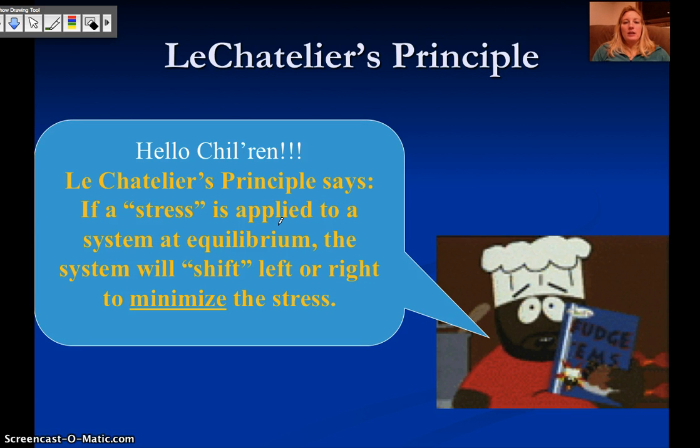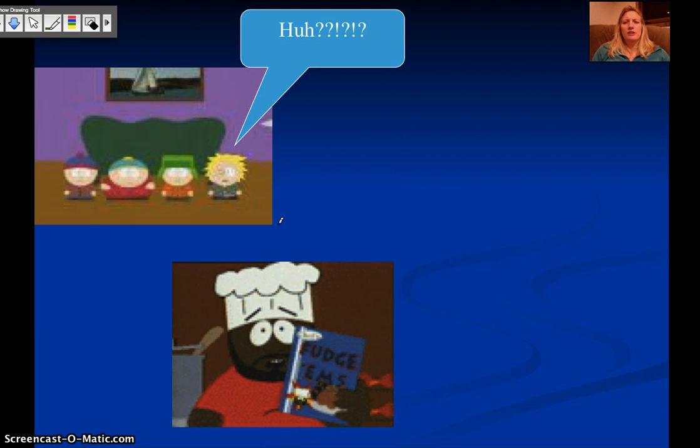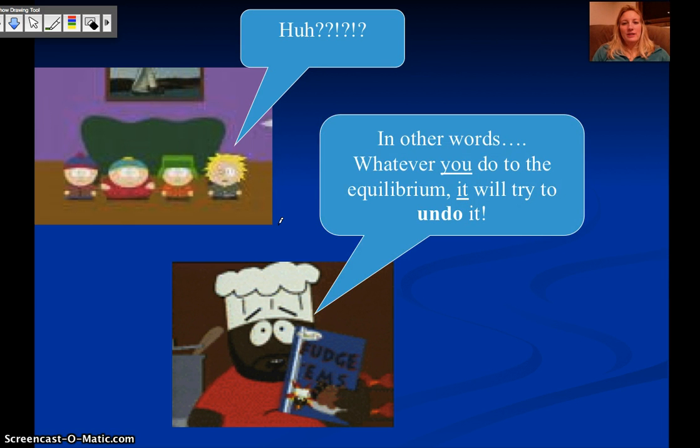Essentially, Le Chatelier's principle says if a stress is applied to a system at equilibrium, the system will shift left or right to minimize the stress. So it will shift towards the products or shift towards the reactants. It will make more products or make more reactants to try and minimize what's happening to it. You might be thinking to yourself, what? Well, pretty much all that's happening is whatever you do to the equilibrium, it will try to undo it.